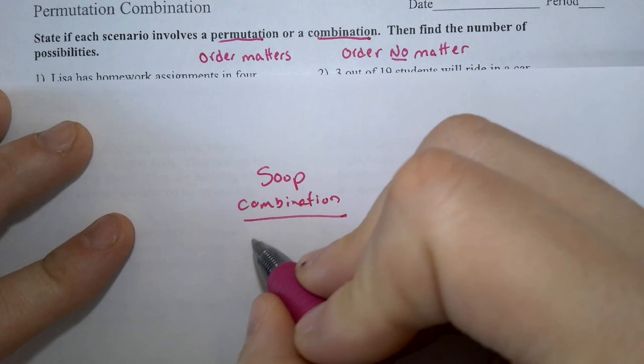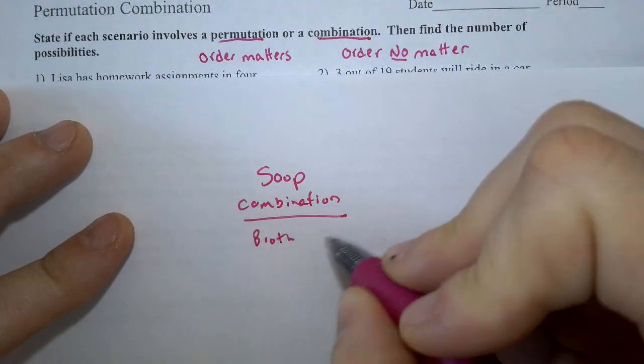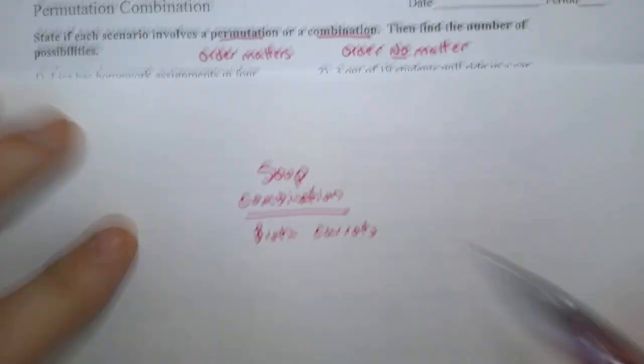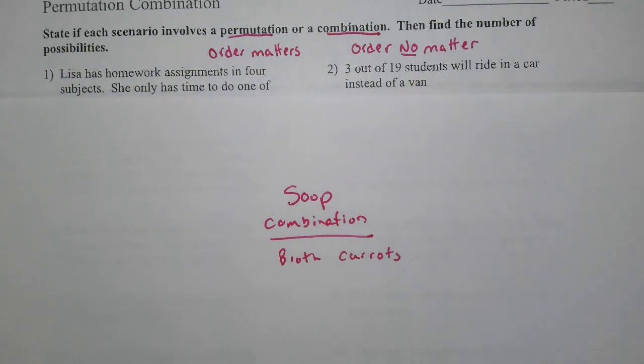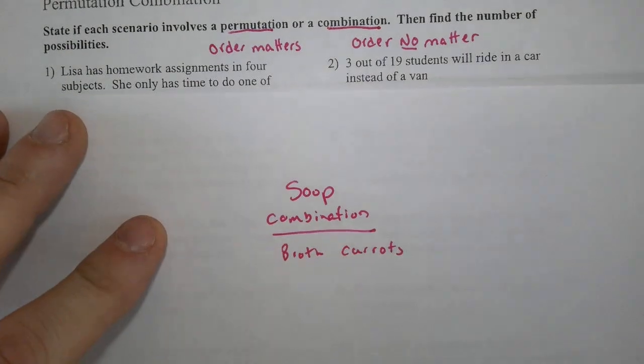No, you're going to put your broth in and you're going to put your carrots in, and it doesn't matter. They're all going to get put together. So the order doesn't matter. Now, don't take into consideration that cooking would actually mean that you got to put the carrots in first because the carrots take longer. Don't worry about that. They're all going in the pile. Order doesn't matter. That's a combination.